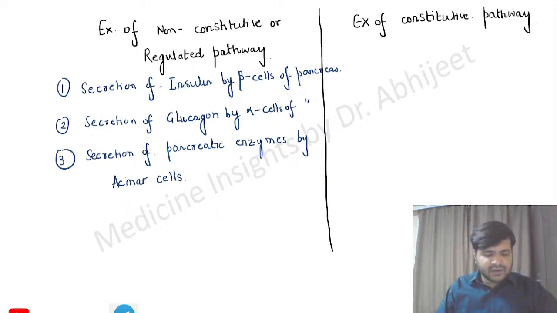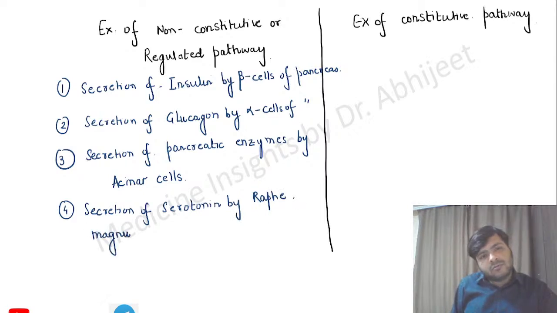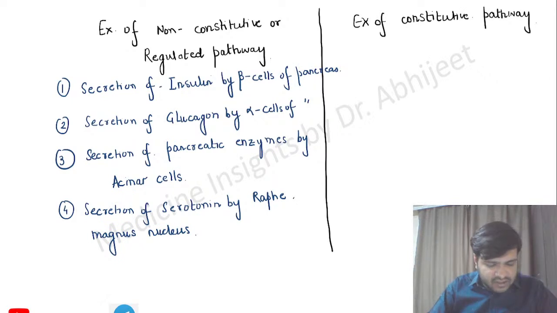So don't worry about it. We will discuss it in detail when we discuss the hormonal physiology. And remember one more example, that is secretion of serotonin by Raphe Magnus nucleus. It's a kind of a nucleus, and it is involved in the secretion of serotonin.